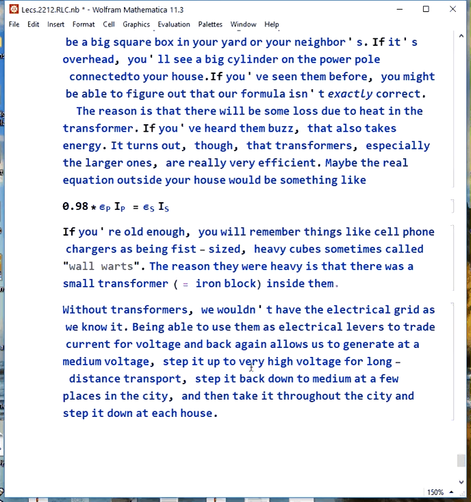If we didn't have transformers, we wouldn't have the electrical grid as we know it, but being able to use them like levers, where we trade current for voltage and then back again, lets us generate at medium voltage, bump it up to very high voltage, low current for long-distance transport, step it back down to medium voltage and medium current at a few places in the city. They're usually fenced in. You can see they look like something different than a regular business. And then we take that power throughout the city and step it down further at each house or business.